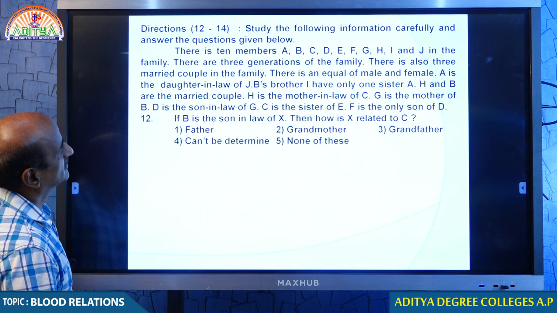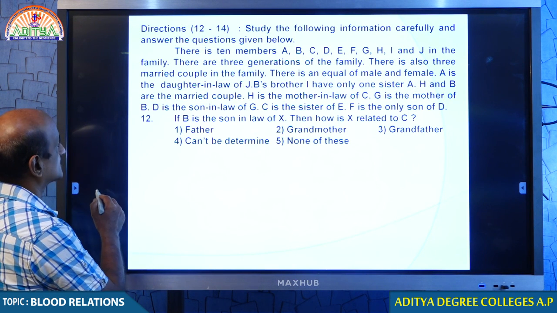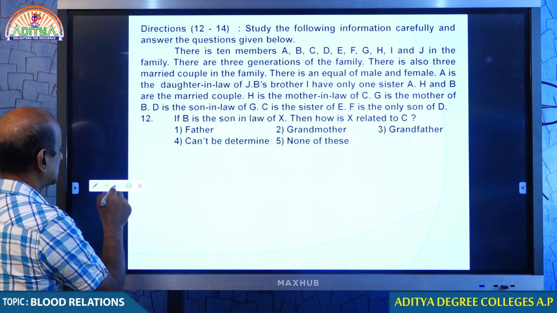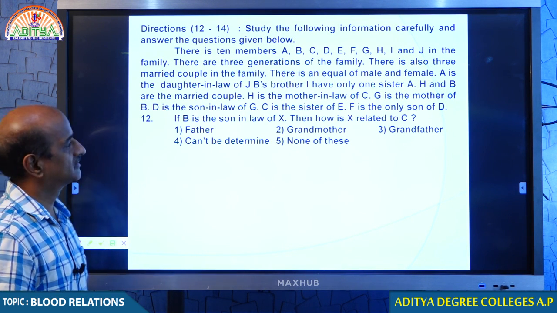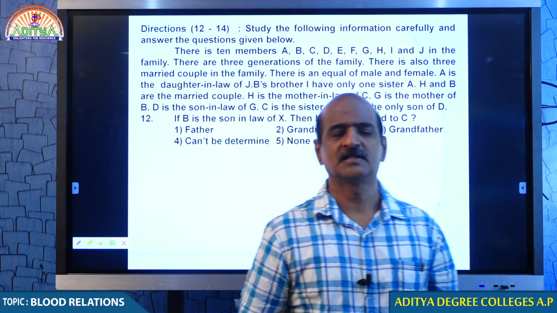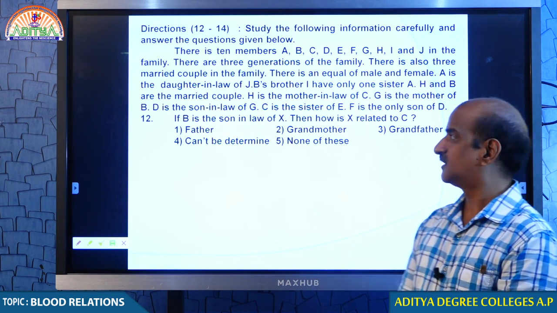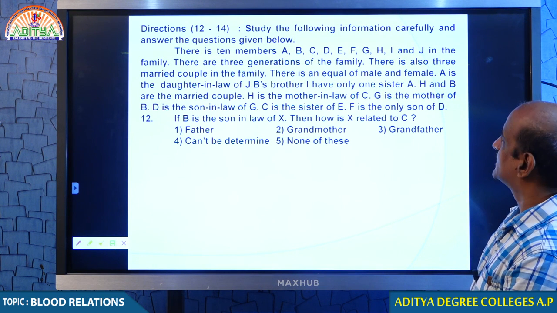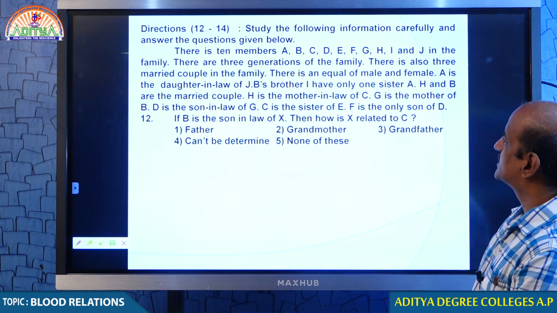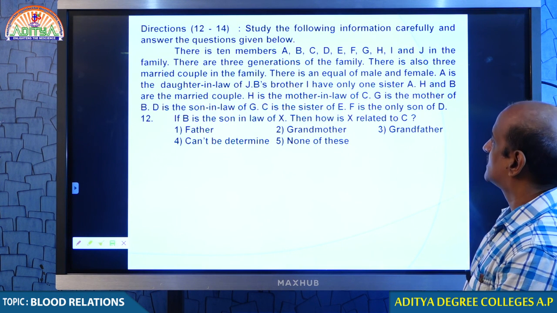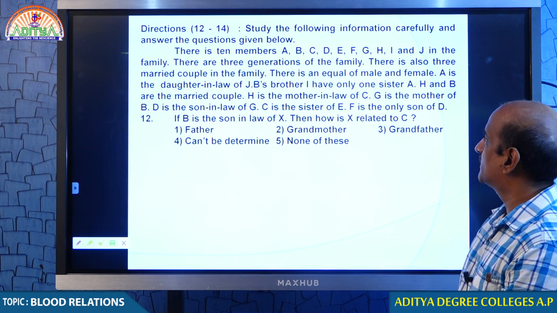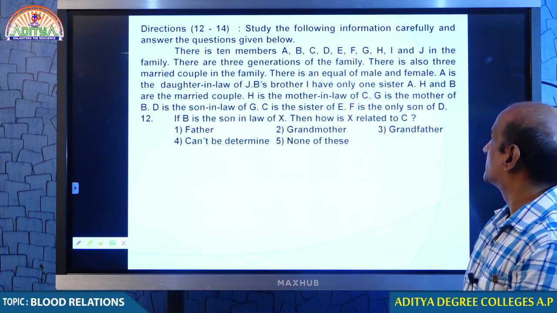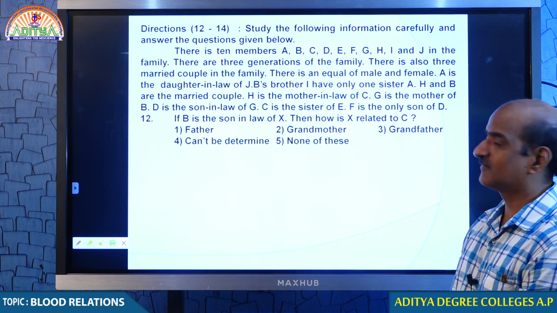Maybe I think if we discuss one more question, you may be getting some more confidence. Students, please focus on this question. If I could explain this question without any discussion, I hope that you will be able to handle. Look at that. There are 10 members A, B, C, D, E, F, G, H, I, J in the family. There are 3 generations of the family, okay. There are also 3 married couples in the family, okay. There is an equal number of male and female, 5 male and 5 female.